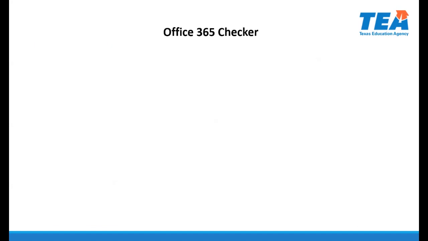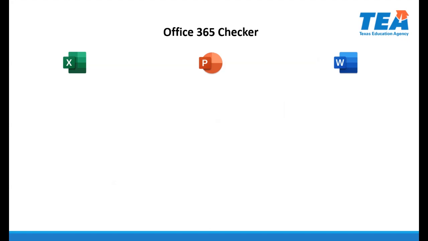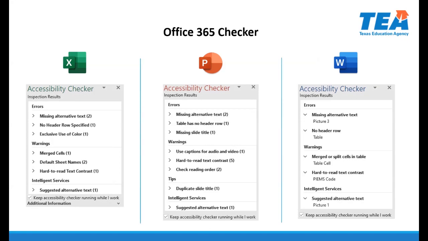For the Office 365 checker, it's going to be the same for Excel, PowerPoint, and Word. It's found on the review ribbon. So once you click on review, it's under accessibility. Check accessibility. Once you do that, the accessibility checker results are going to appear on the right side. Those are also grouped by categories: errors, warnings, tips, intelligent services.